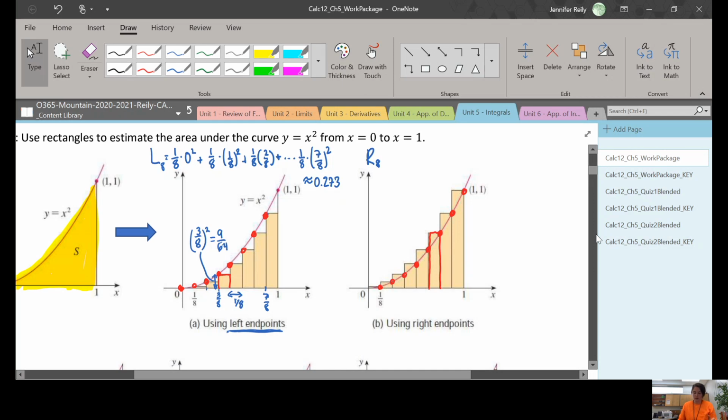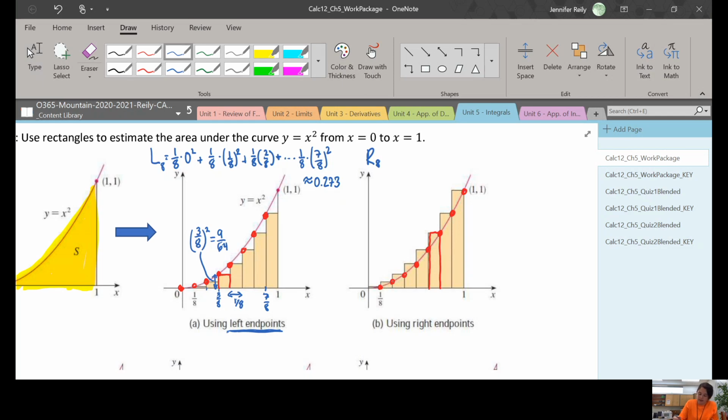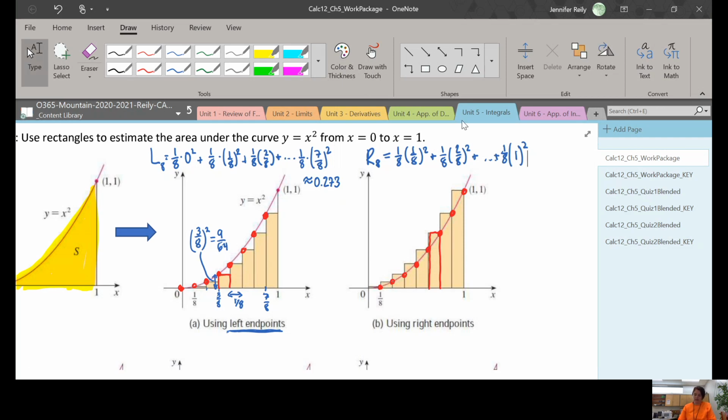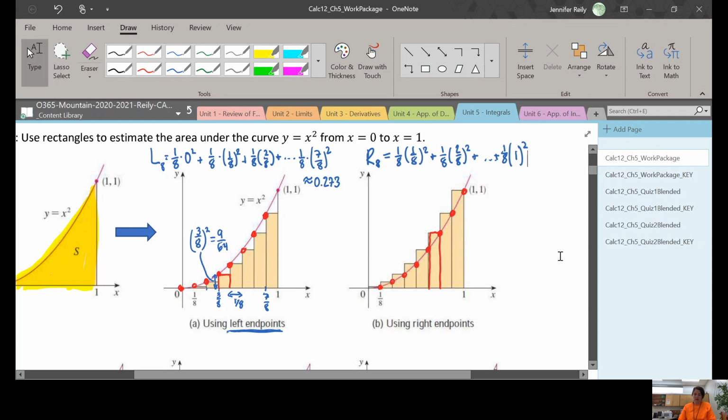Okay, so it's almost the same calculation, except instead of starting with 0 squared, we're going to start with 1/8 squared, plus 2/8 squared. And the last x value is 1, so 1 squared. A dot, dot, dot you can use if it's the same thing over and over, and you just fill in the blanks there. Okay, good.